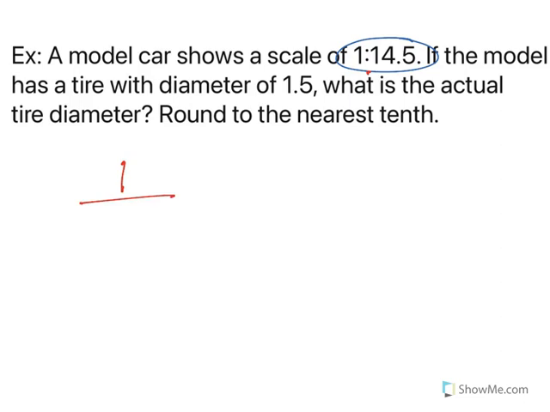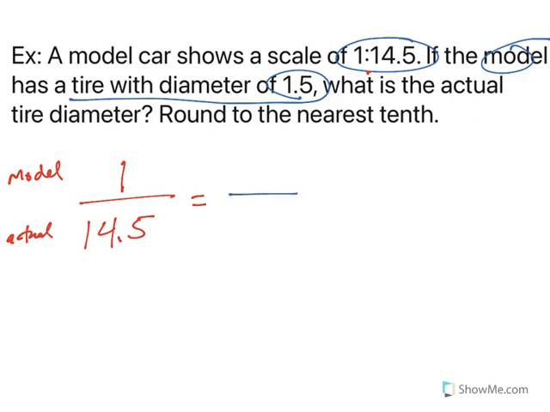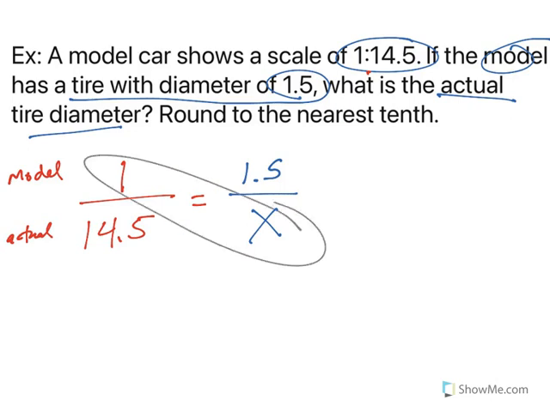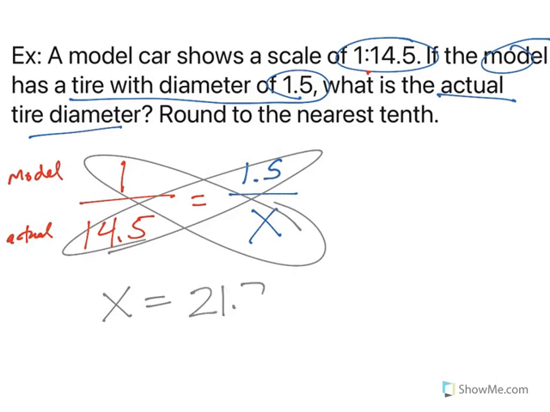Okay, so think about this. We have the ratio of 1 to 14.5. Generally, models are much smaller, right? So we know that this is the model and this is the actual thing, 1 to 14.5. Then when you say the model has a tire diameter, this is the model. Model goes in the numerator, and I'm trying to find the actual tire diameter. What is the actual? So I know the x goes in the denominator. Once again, to solve this, I cross multiply. So 1 times x is just x, and 14.5 times 1.5 is 21.75. So this is the actual tire diameter.